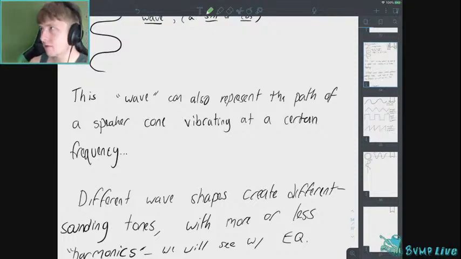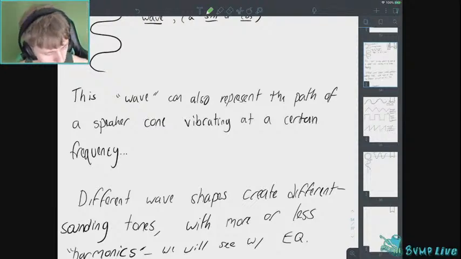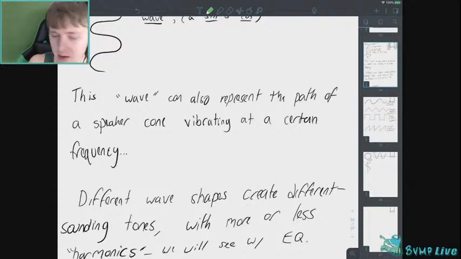So if you had a sound wave produced by a speaker moving at 40 hertz, you'd be able to hear that as a really low bass noise. If you had something coming out at 2000 hertz, then you'd hear it as a more mid-range, much more audible noise. And so on and so forth. That is you getting that wave through the air.